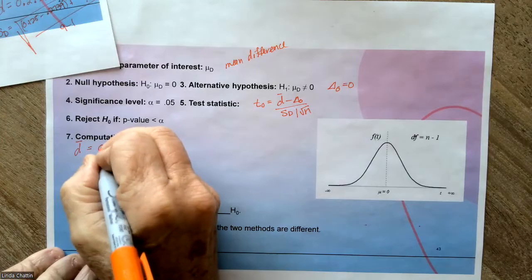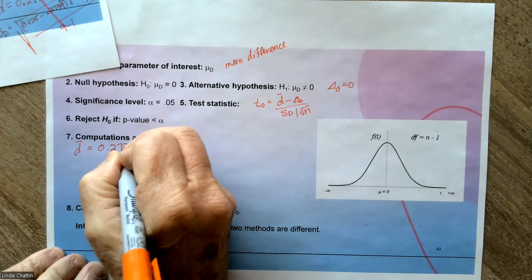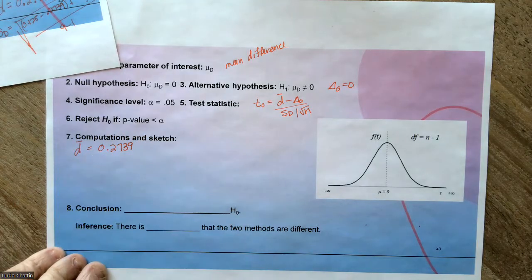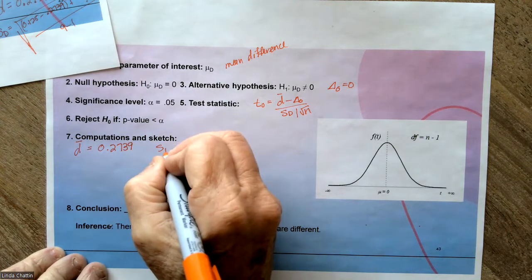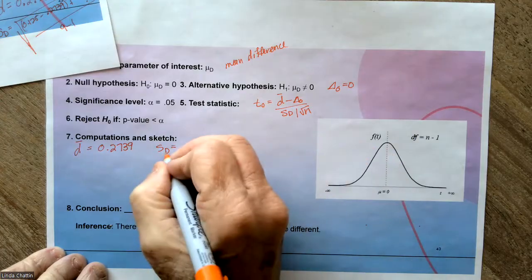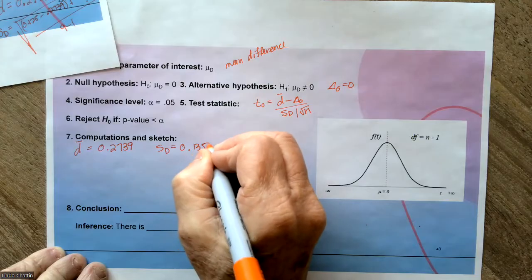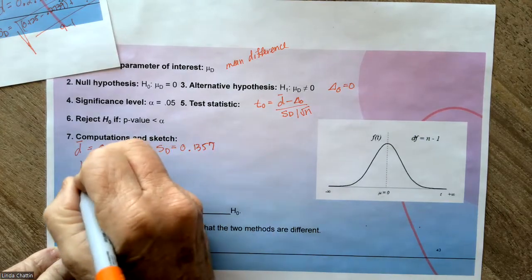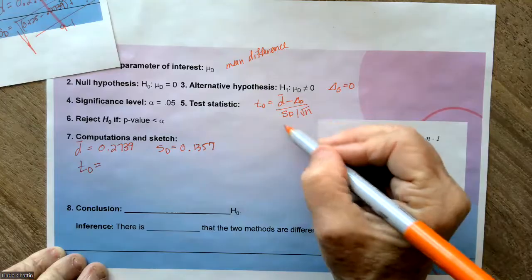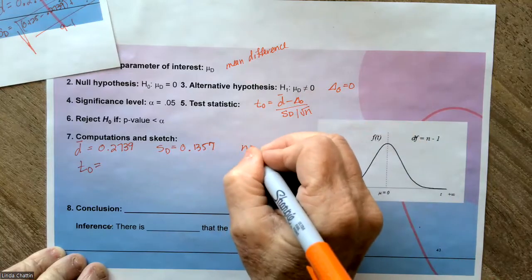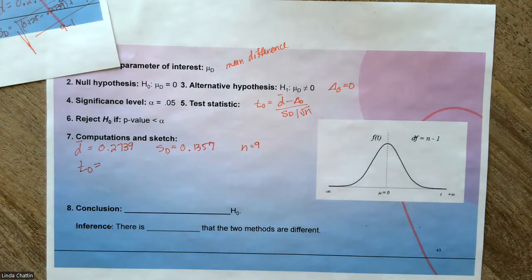So D bar was 0.2739, and they did not provide me with the units on this, sadly. And the sample standard deviation of that difference worked out to be 0.1351. And so if I compute T naught, I'm going to plug in all of these values here. We know that n was 9. Then we end up with a test statistic that is 6.0819.